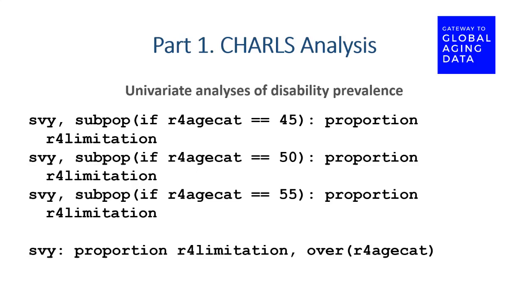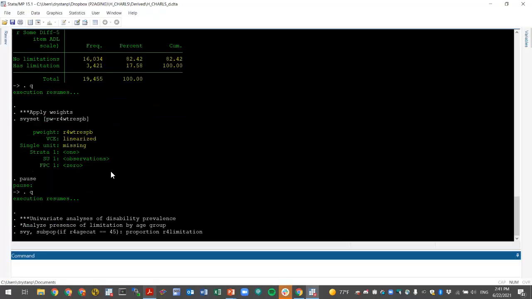We can also do this in one step. So instead of a different command with a condition for each subgroup, we can just add the option of over on our proportion command, and say over the variable. Stata is going to look at every possible category for R4 AGECAT, that age categorical variable, and give us an estimate for each. So let's look at that inside of Stata.